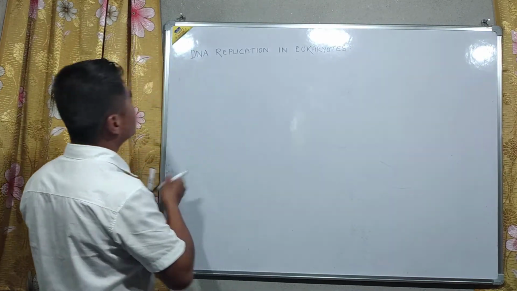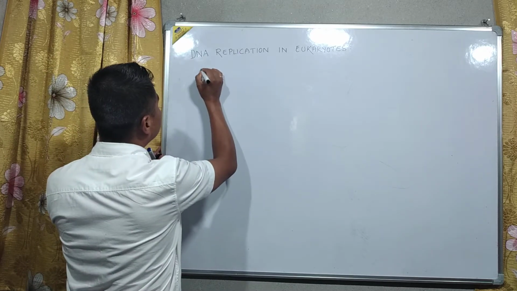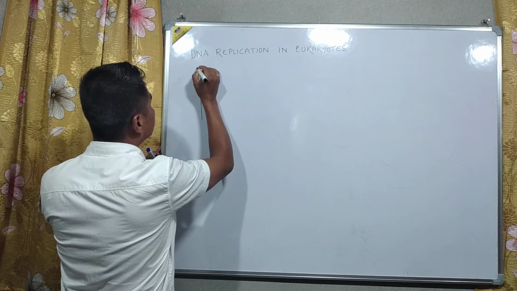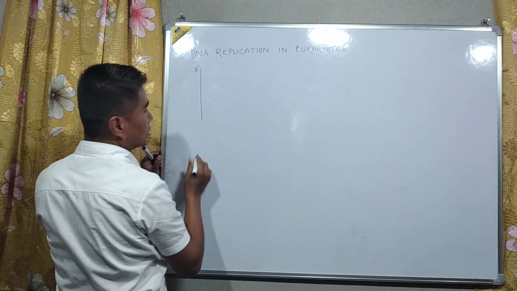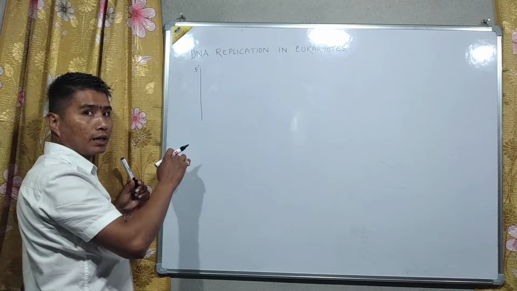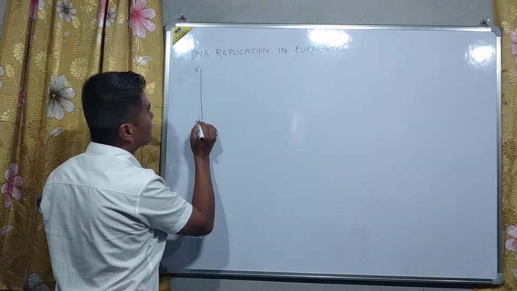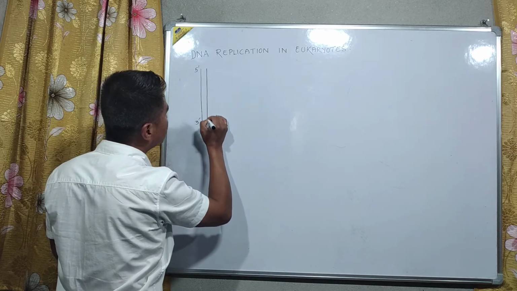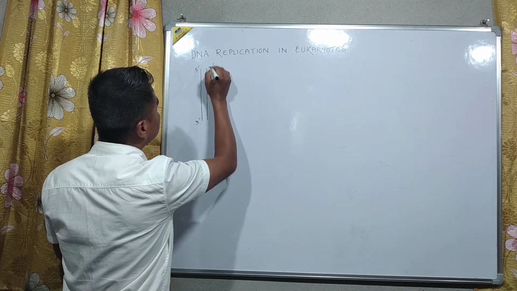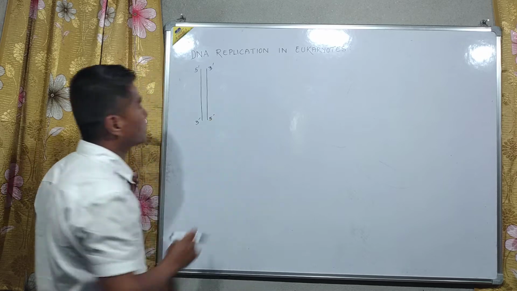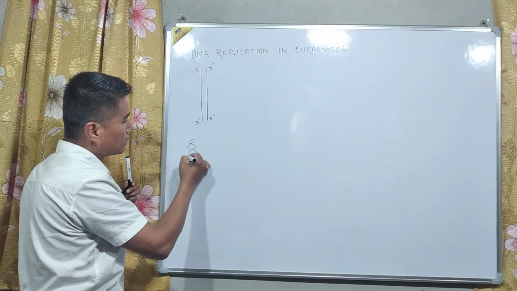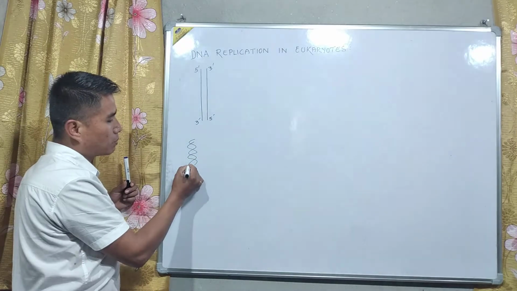Now let us say we have the DNA, two strands are there. Now we are writing the polarity 5 prime to 3 prime, and the opposite polarity, that is 3 prime to 5 prime. So this is the DNA double helix, which I have opened up this way.